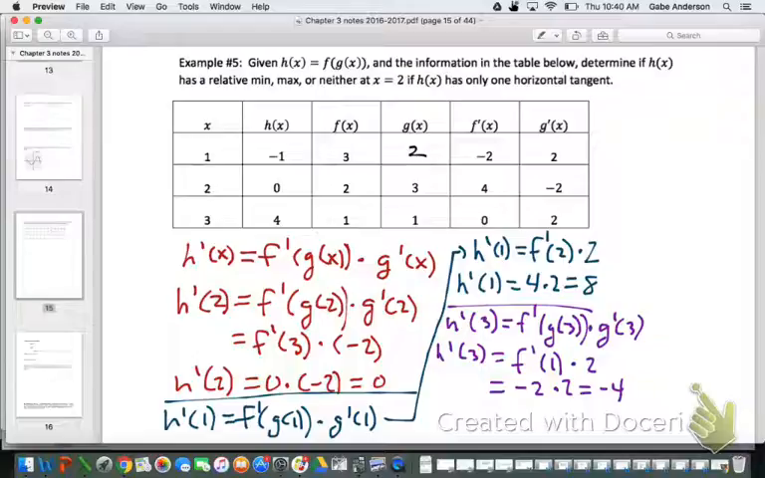Would we be able to assume if we get a 0 and a positive that the other one's going to be negative? No, because it could be a positive, then a 0, then a positive, which would give you an inflection point. I'll show you an example of that in a second.